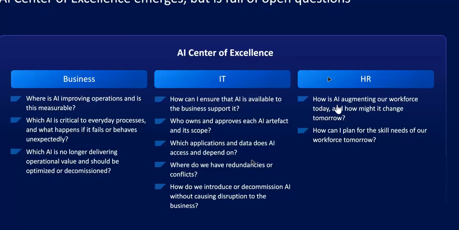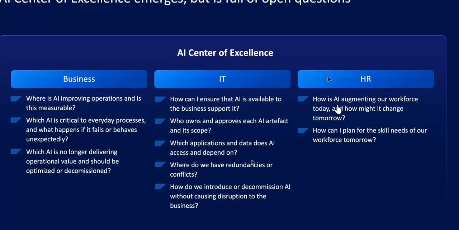IT wants to know what's running and who owns it, right? From a governance perspective also, and to understand where the ownership lies if something goes down or doesn't work properly. So who is the owner of it? And what do we have in our landscape? The as-is visibility. That's what IT wants to understand.